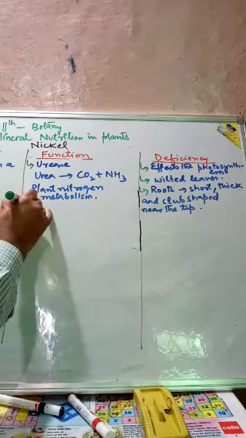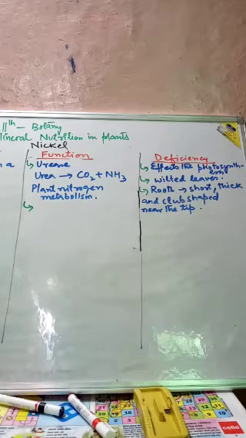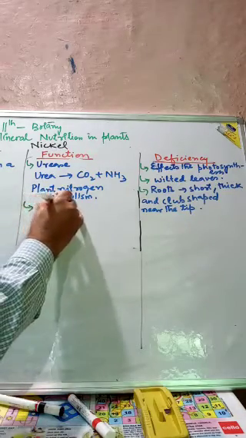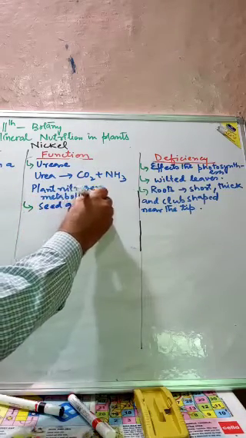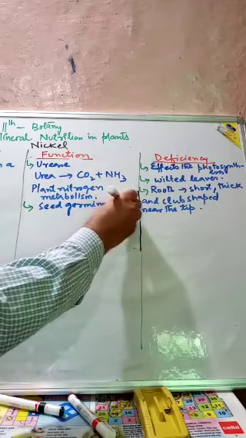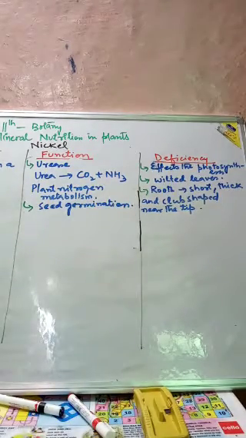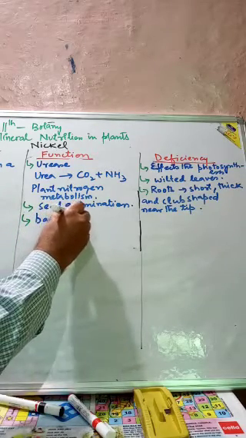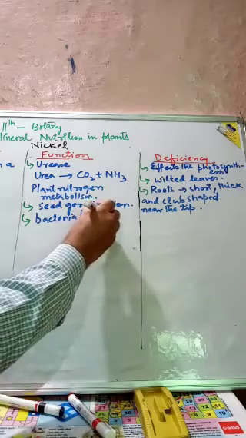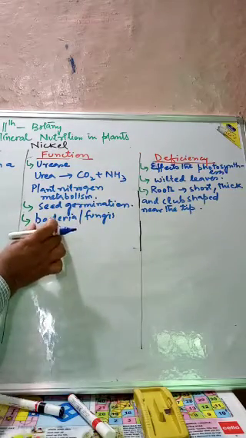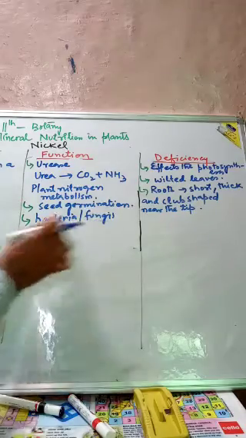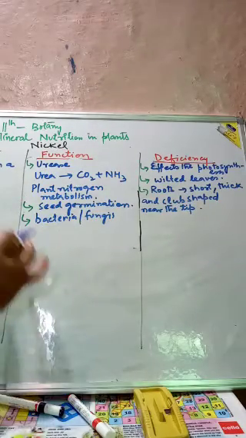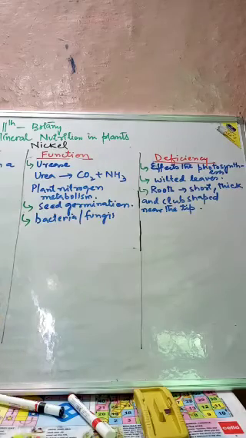Second, it is very much important for seed germination. Third, it is important for microorganisms like bacteria and fungi, which are both important for good plant growth.